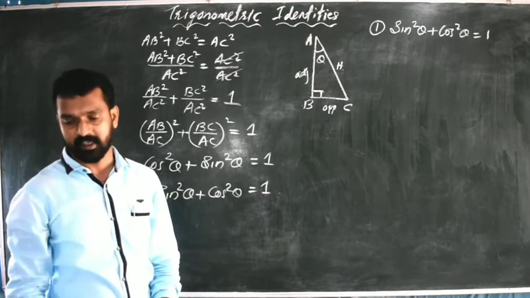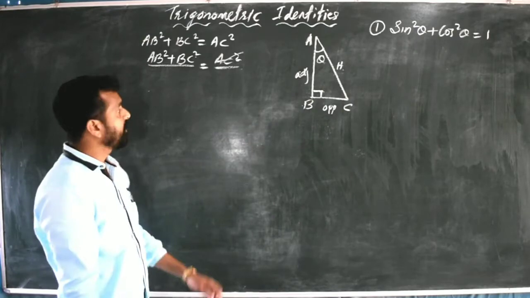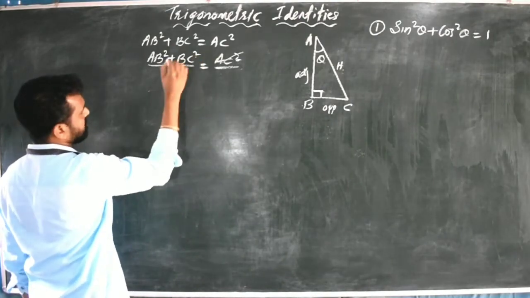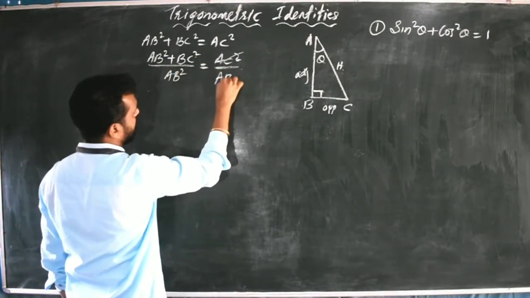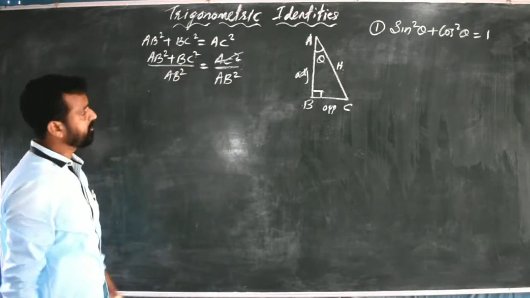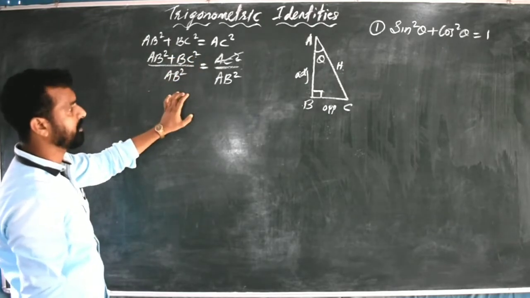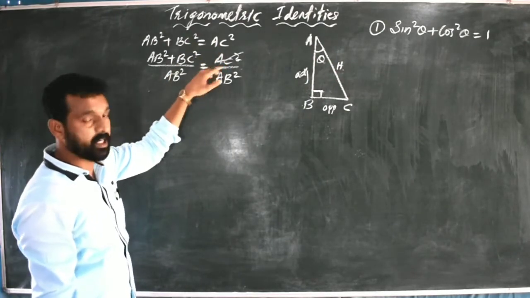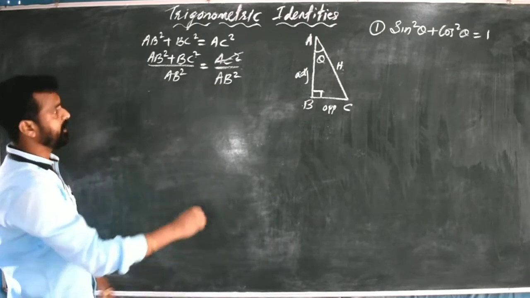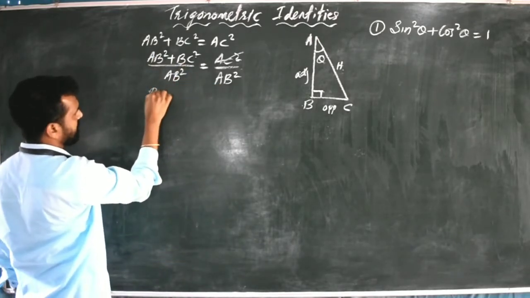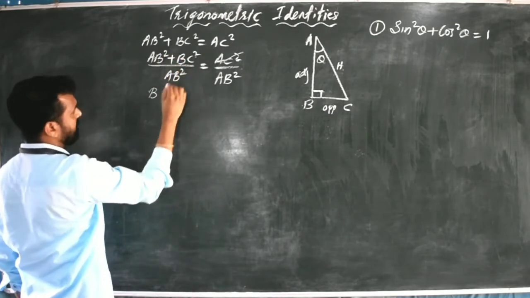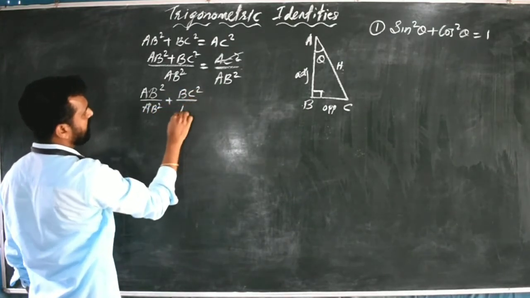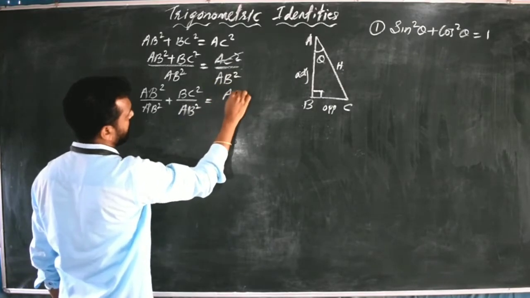It involves trigonometric ratios, and it is true for all the values of the angles involved. The angle involved is theta here. Now let's see the second trigonometric identity. To get the second trigonometric identity, we have to divide this equation on both sides by AB square: AB square plus BC square divided by AB square is equal to AC square divided by AB square.